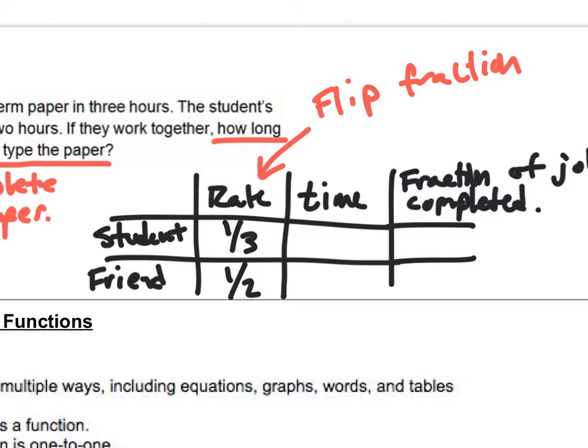Now, the next column is the time that it takes. Now, we don't know how much time it takes. That's what the question is asking us, for both of them to do it. So I'm going to put t there, I'm going to put t there. In the next column, we have the fraction of the job that's completed. So in order for us to figure this out, I'm going to do 1/3 times the time. So it takes them 3 hours times the time that it takes. And then here I'm going to do 1/2 times t. So you're just going to multiply these two together to get the amount of job that's completed.